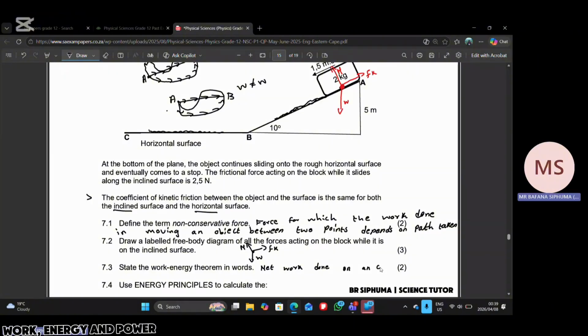The network done on an object is equal to the object's kinetic energy. And this principle also comes in a formula which says W net is equal to change in EK. All right, that's it. So let me plug my laptop before it interrupts everything.